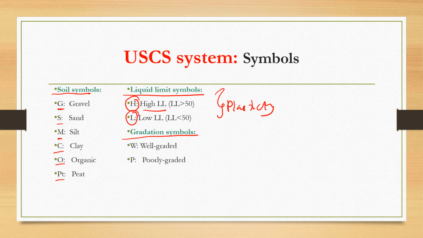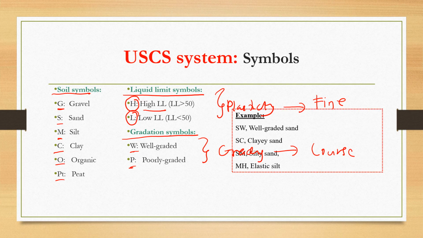When talking about gradations, this is for grading, and this grading is only a second criterion to be described for coarse soil. This one is mainly for fine. So for well graded, you use the symbol W. Poorly graded, you use P.